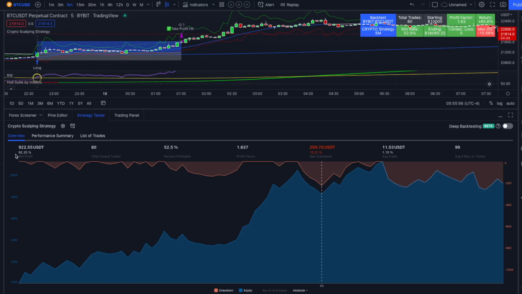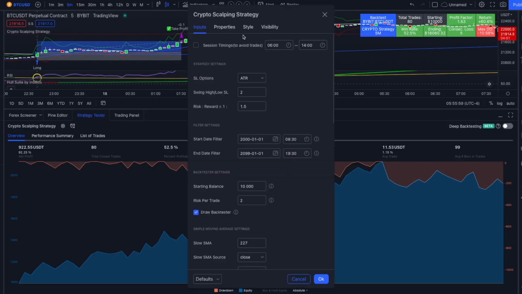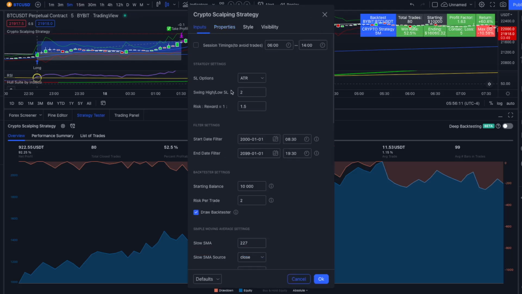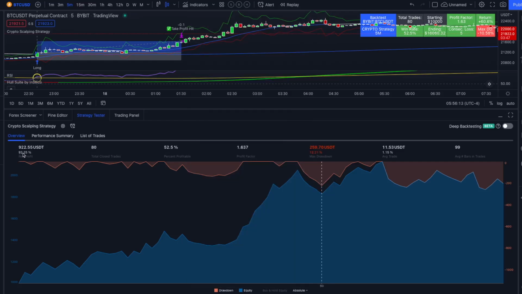Here the strategy tester told us that, let's go to the properties, with an initial capital of $1,000 going for 0.1 contracts, so that would roughly be a 2x leverage, we would make a total profit of 92.25%, and we had a max drawdown of 12%. And I was happy with this strategy. I was usually trading it on a 10x leverage, but I wouldn't recommend it to beginners. So make sure you're aware of your risk if you're trading with leverage.